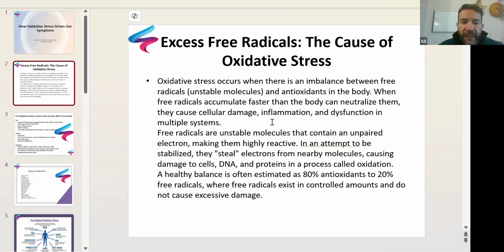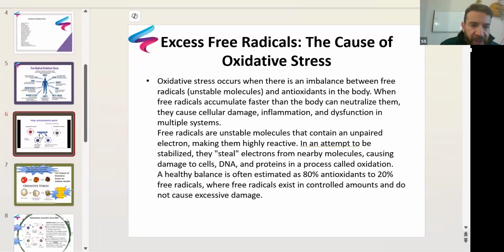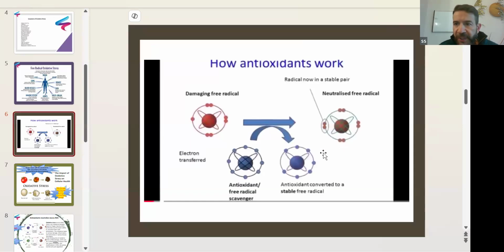So why are these free radicals unstable? I'm going to go over the instability of these by showing this slide here so I can go step by step on why they're unstable, and if they're left unchecked and if they're not neutralized, then we have a cascade of damage from a cellular level in the body.